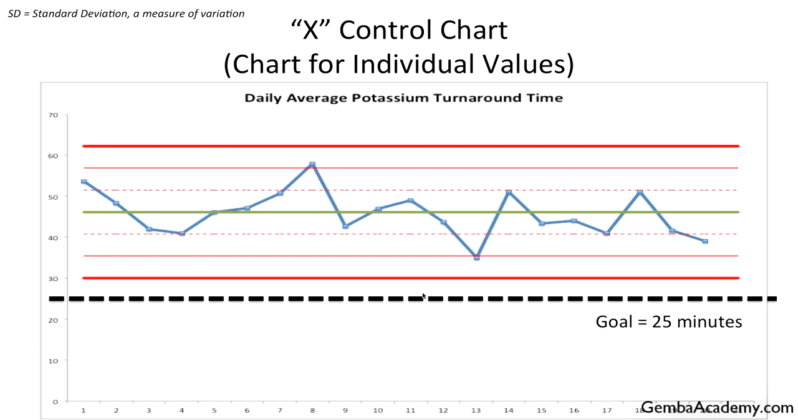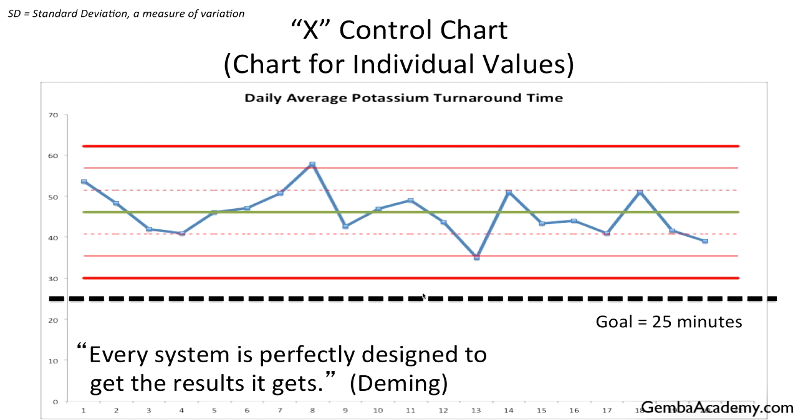Then as managers, we don't want to jump in and find out what happened, quote unquote. So if you look at the noise in the system, like Dr. Deming said, every system is perfectly designed to get the results it gets. This system is perfectly designed to deliver an average turnaround time of about 47 minutes.